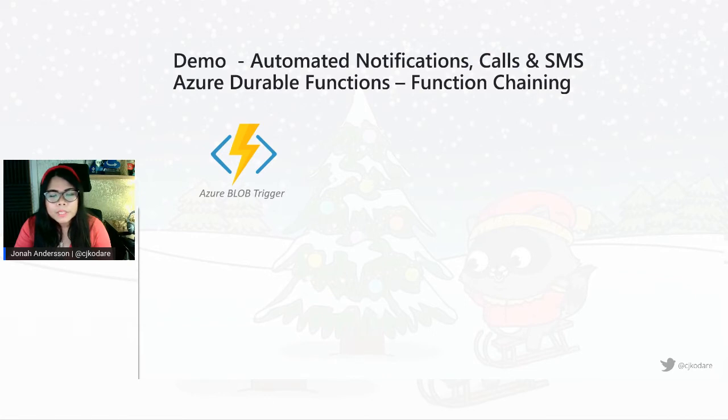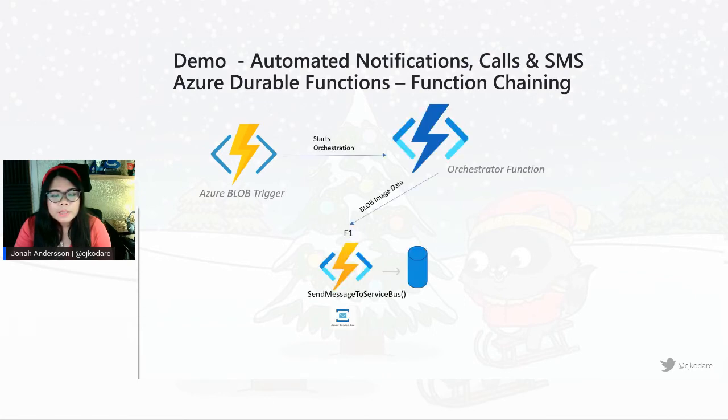That is hosted in Azure. And when the Azure blob is triggered, it kickstarts my orchestration, which has the function chaining workflow or pattern. And then I pass in my blob image data.